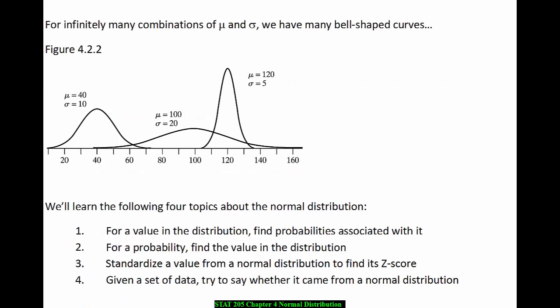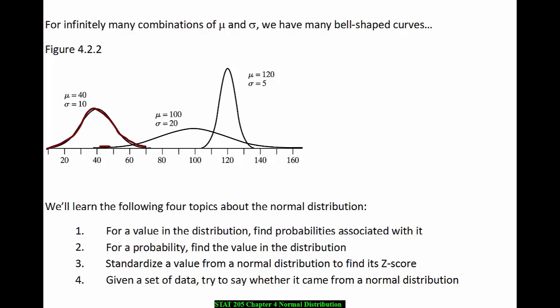Notice there are infinitely many combinations of mu and sigma, so we have infinitely many bell-shaped curves that are considered normal distributions. The example on the left over here is a normal distribution. Notice that it's centered at 40. So remember we said it's symmetric about its mean, mu. That means the line of symmetry is at 40. And you can see that that looks like the case on this illustration. The standard deviation sigma for this one is 10.